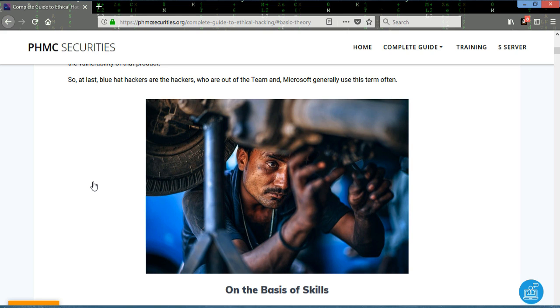Now what's the need of this? Maybe the infosec company might miss something which this third party hacker would catch, right? And this makes security much better, and it is a very good practice to bring in a blue hat hacker when you are doing some serious pen testing. So this was all on the basis of work.